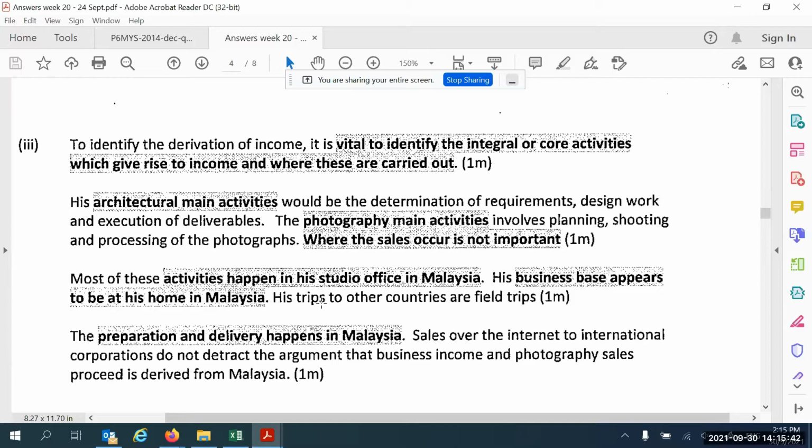Okay, so like I told you, I'm arguing that the main activities are in Malaysia. What he does overseas is not considered main. It's just like field trips and so on. Although it's not the answer, they can give you credit for it, because most of you will not write the details of the architectural activities or the photography activities.